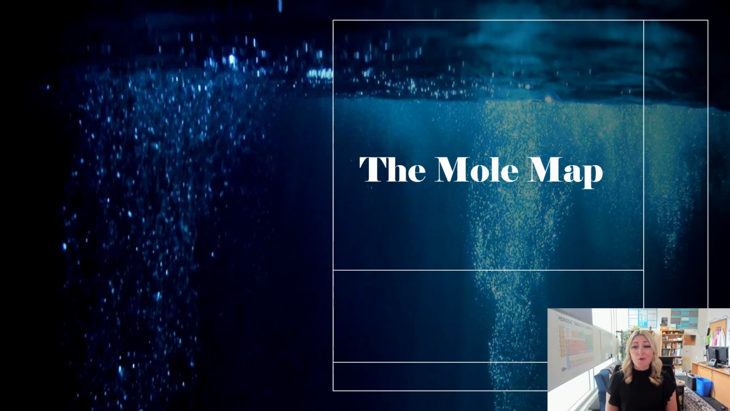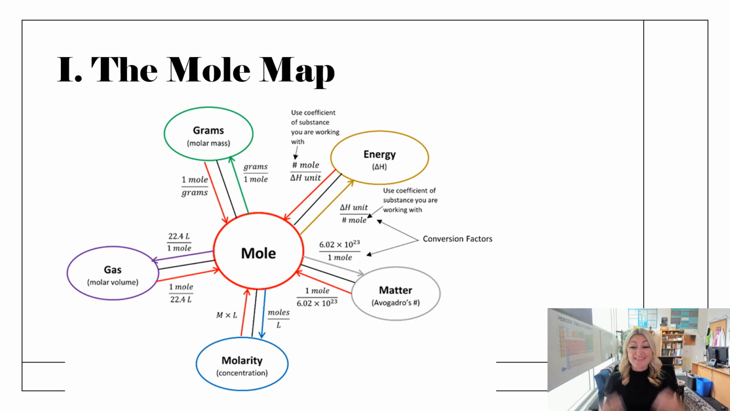We are going to go over how to use your mole map so that you can find your way from point A to point D in your mole conversions. All right, this is your mole map. For you visual learners, this is a good way to think about how we can convert between units using our middleman, the mole. Notice that the mole is in the middle of these.